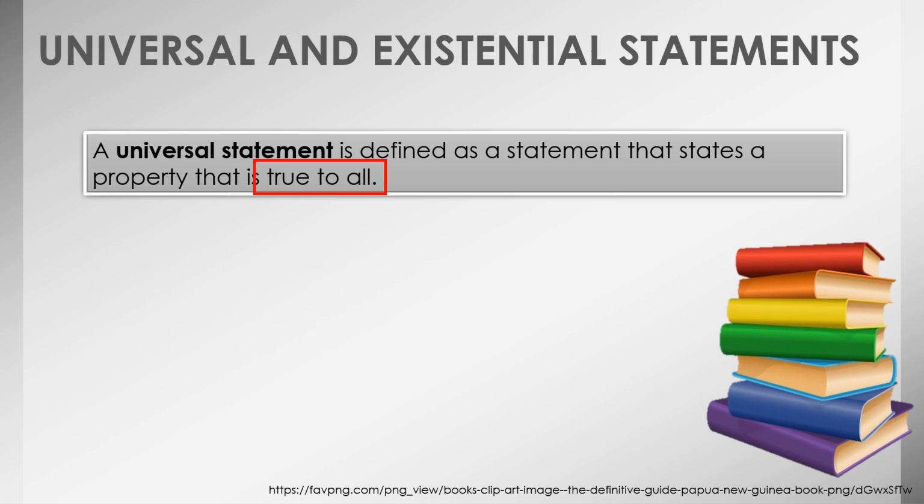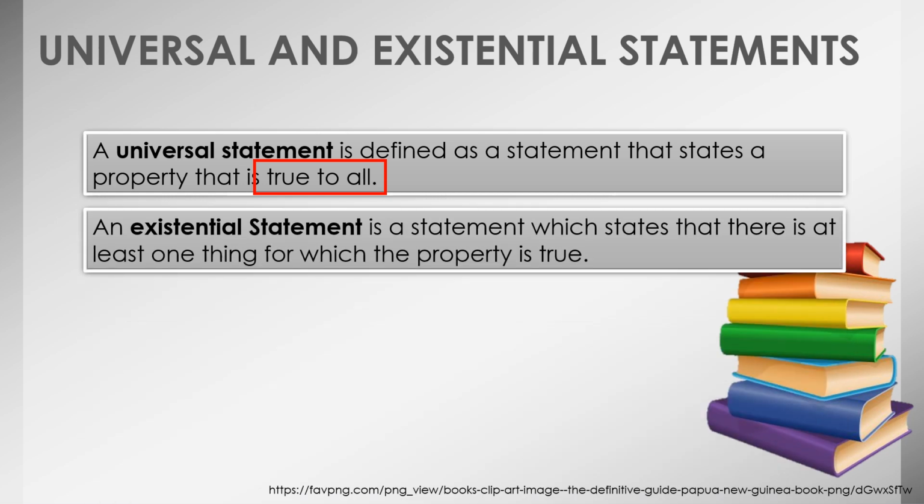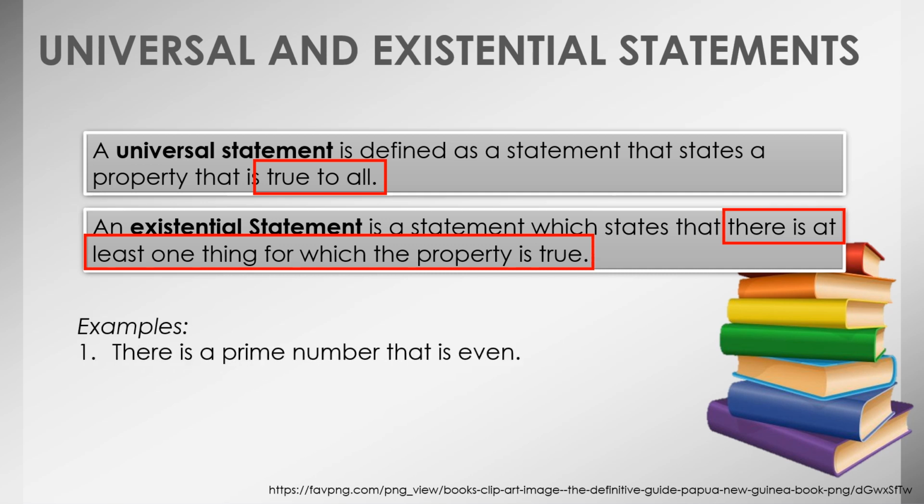Moving on, for the existential statement, it is defined by this. Unlike the universal statement, this statement only requires a property to at least be true to one but not all. In other words, for us to say that a given statement is existential, we must show that the property only applies or is true to some but not all. For instance, there is a prime number that is even.